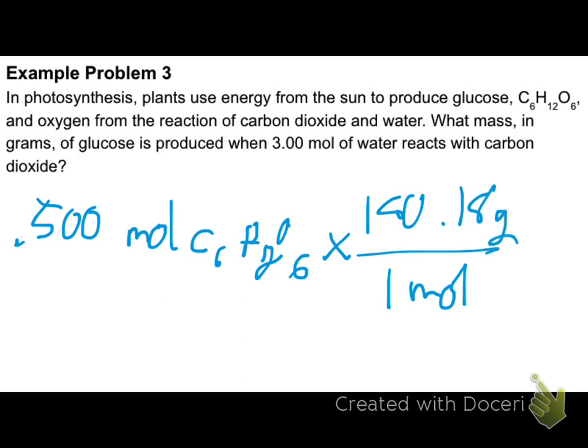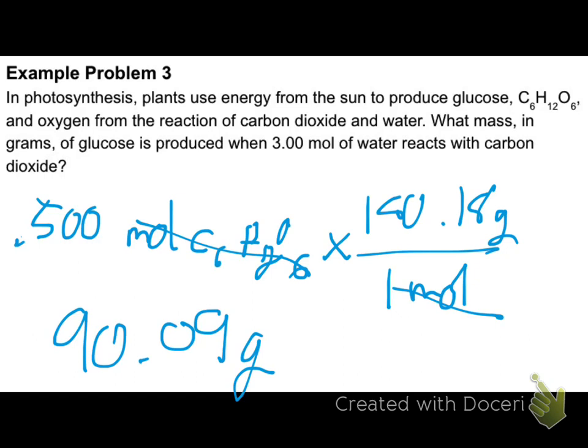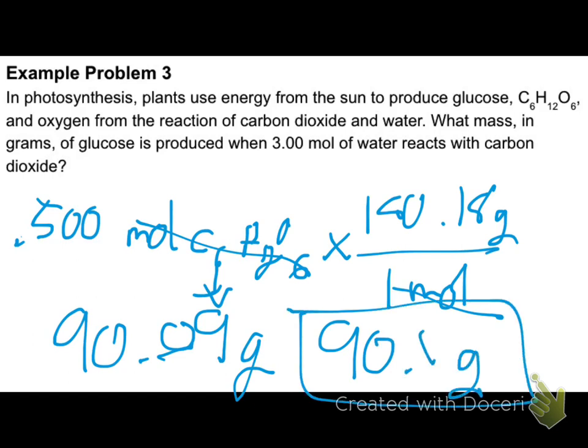180.18 grams. So now moles cancel, and we take 180.18 times 0.5, and we wind up with 90.09 grams, but we need to round that to 3 significant figures. So we'll look here, and we'll wind up with 90.1 grams of glucose. So if we started with 3 moles of water, this is how many grams of glucose we could expect to produce. Okay.